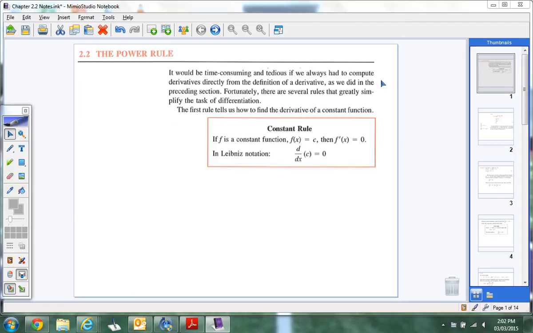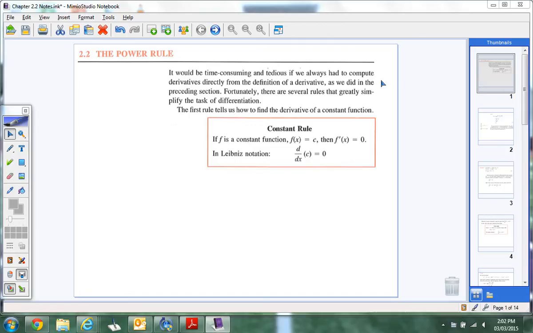Lesson 2.2, the power rule. It would be time consuming and tedious if we always had to compute derivatives directly from the definition of the derivative, using the limit with a plus h. Fortunately, there are several rules that can greatly simplify differentiation.